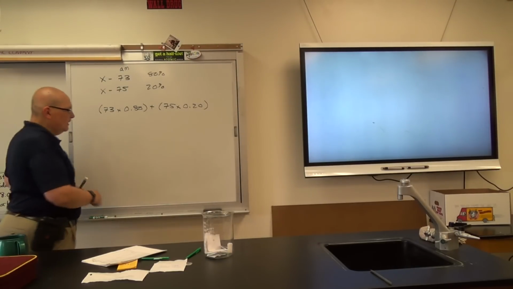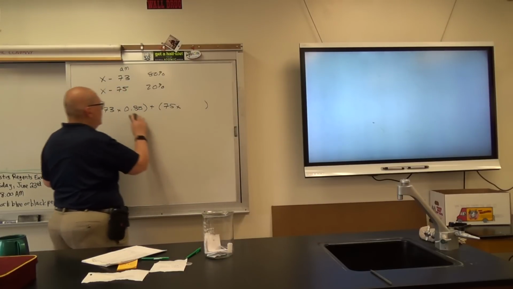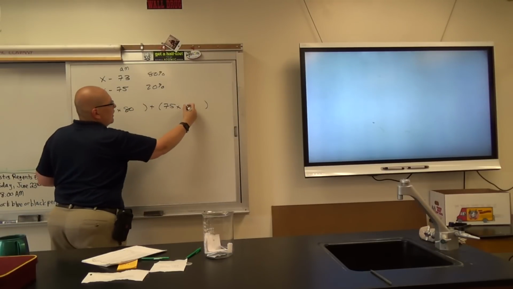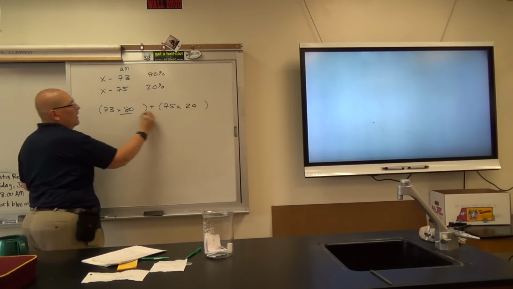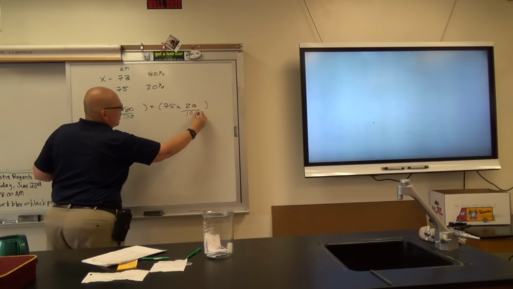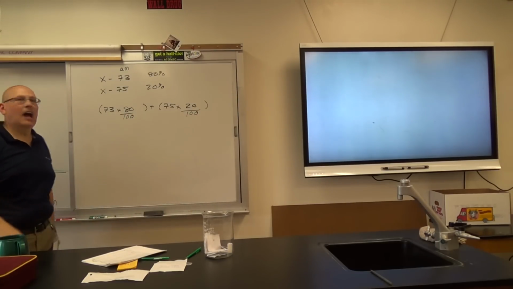The other way you could write this is as follows. You could also write it as 73 times 80 plus 75 times 20, but you've got to divide it by 100 to convert it into a decimal. So it would be acceptable to write it in either format.